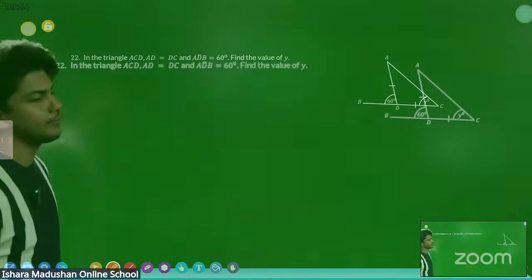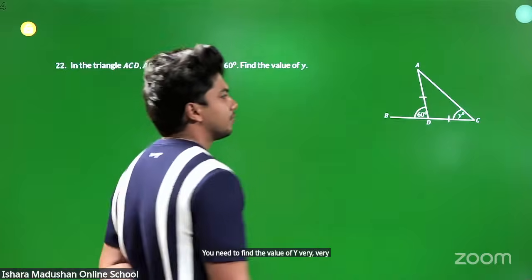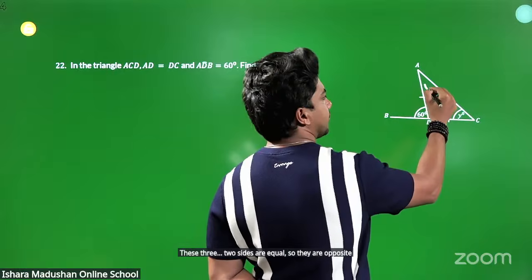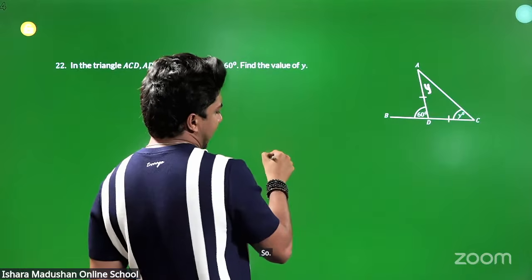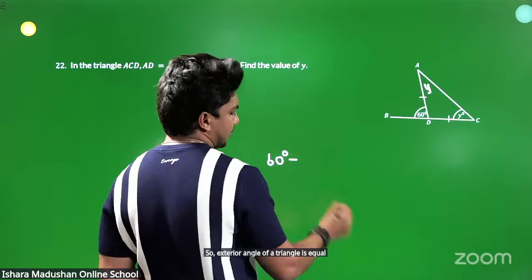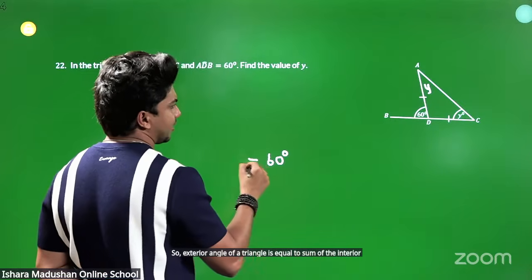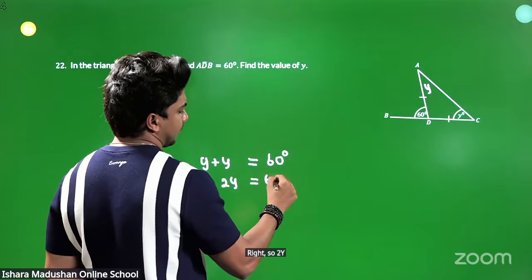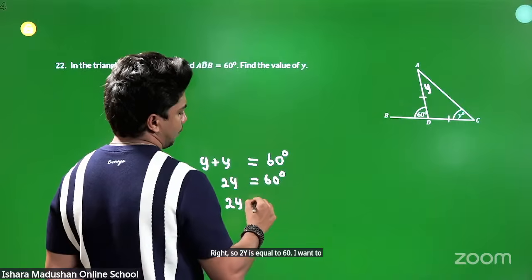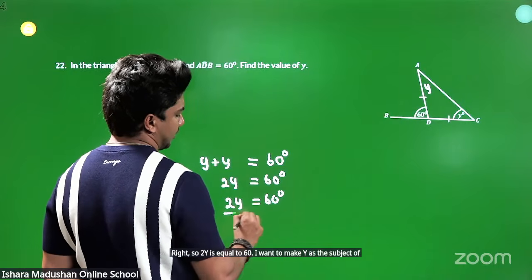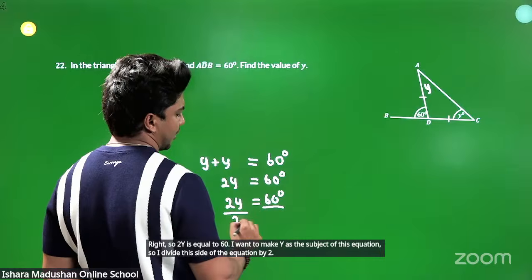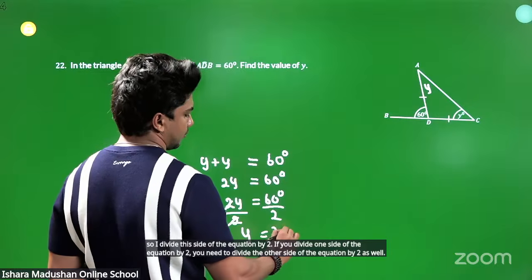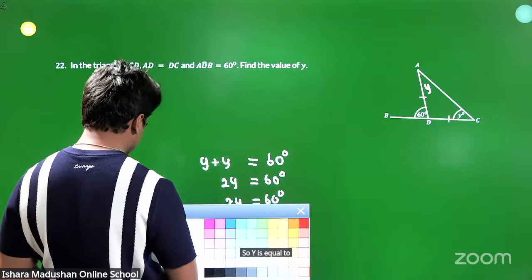You need to find the value of y. Very easy. These two sides are equal, so their opposite angles are equal, so this is y. The exterior angle of a triangle is equal to the sum of the interior opposite angles. So 2y is equal to 60. I want to make y the subject, so I divide this side of the equation by 2. If you divide one side by 2, you need to divide the other side by 2 as well. So y is equal to 30 degrees.